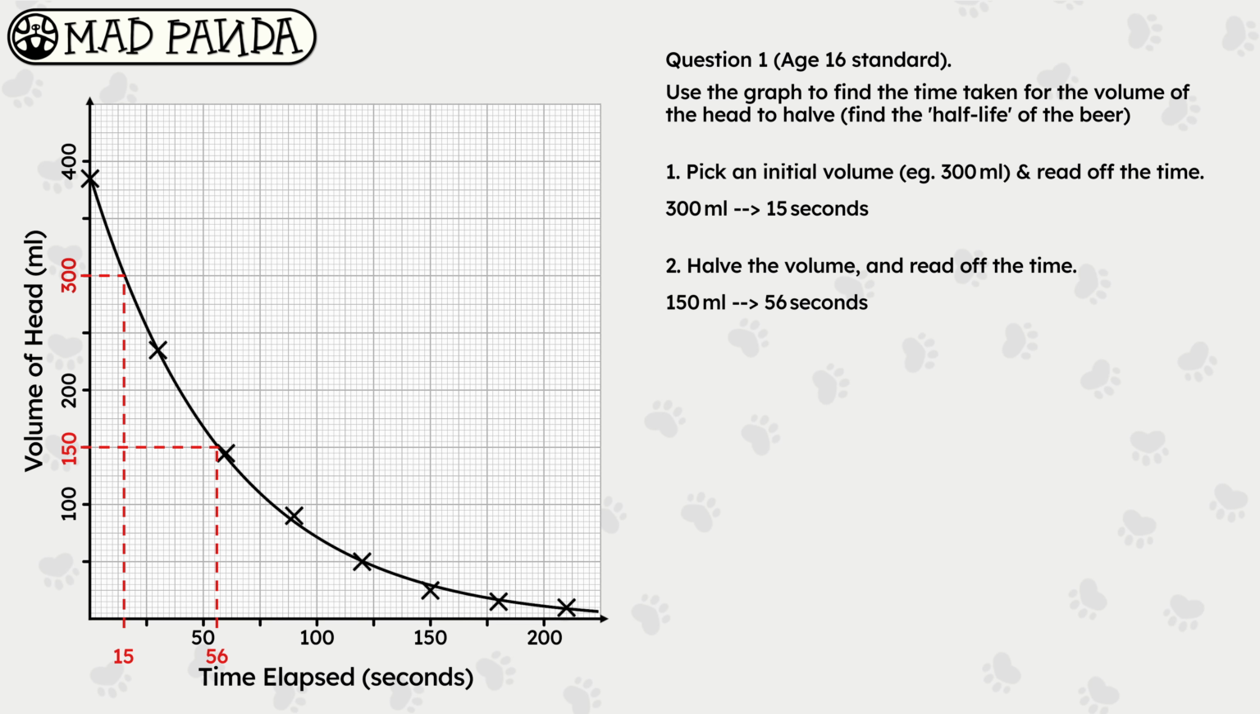So then we read off the graph the time taken for it to get to 150 millilitres, which I make as 56 seconds. And then once we've got that, all we need to do is find the time interval between them, which I make to be 41 seconds. So the half-life of the beer is 41 seconds.